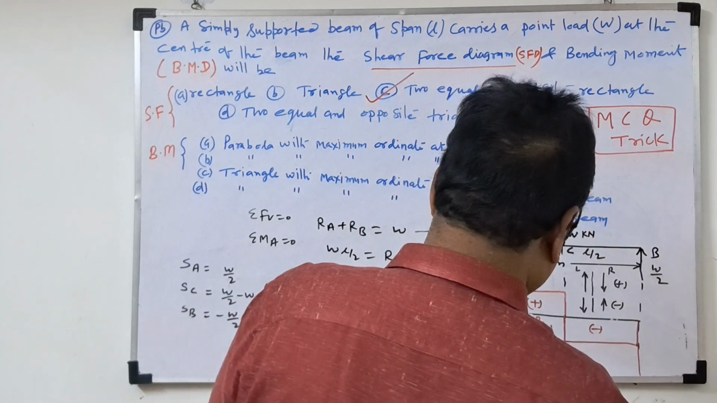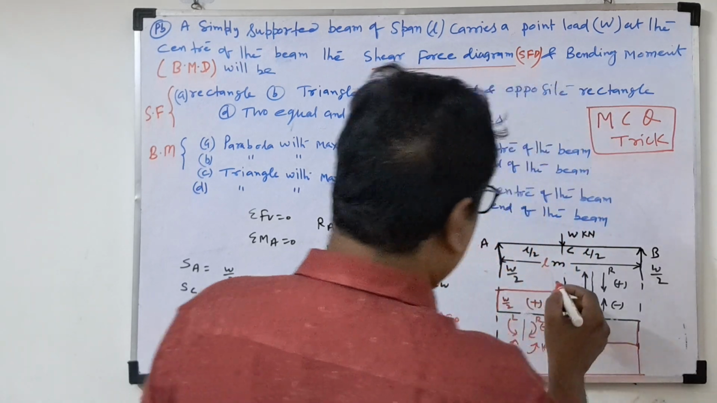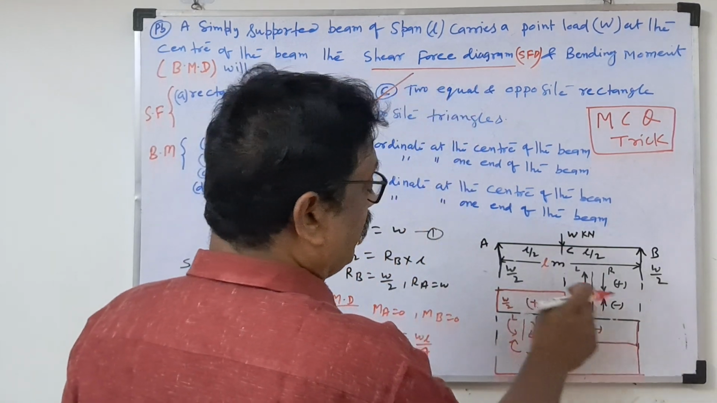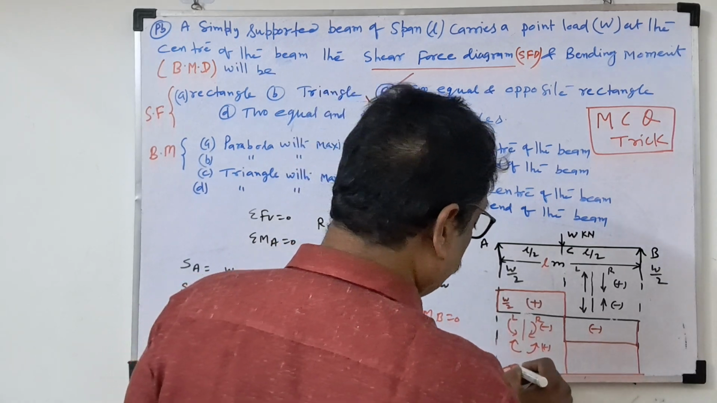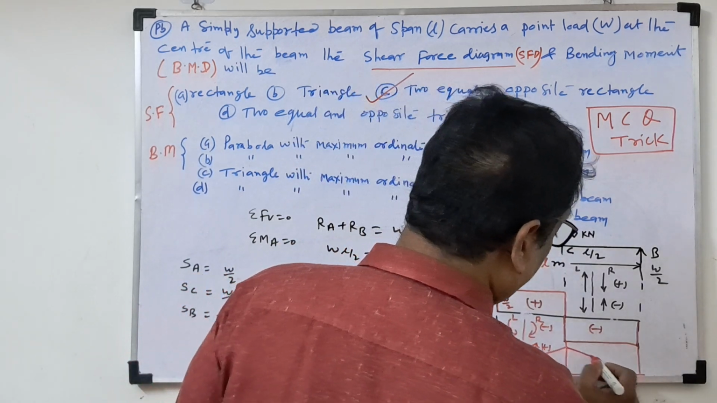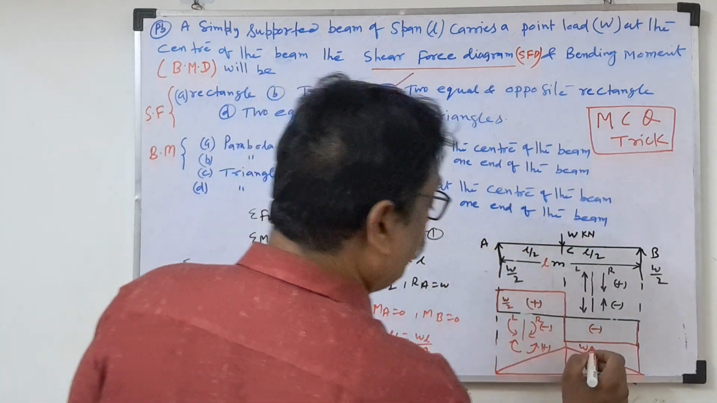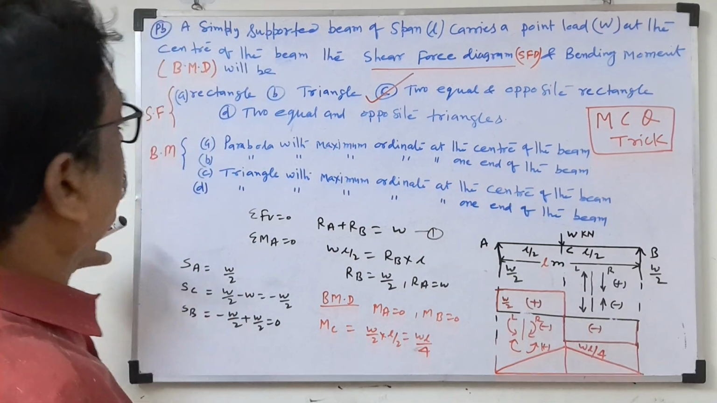So if we draw this line, what will the bending moment be? When a point load is there, the shear force is a horizontal line only, but the bending moment line will be an inclined line. So you join this and this with an inclined line. This point is nothing but WL by 4. Now what is the question they are asking?